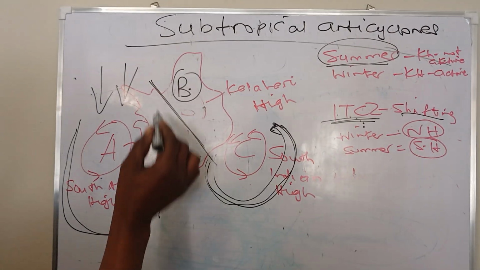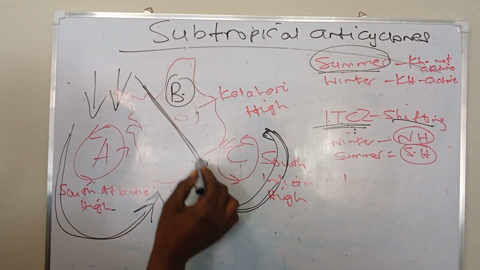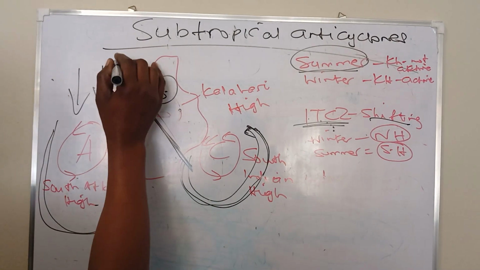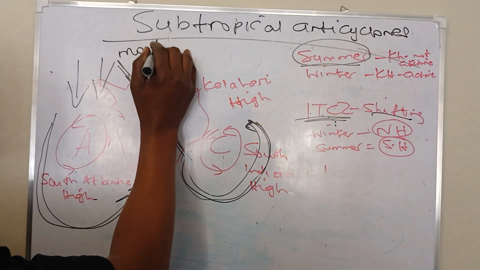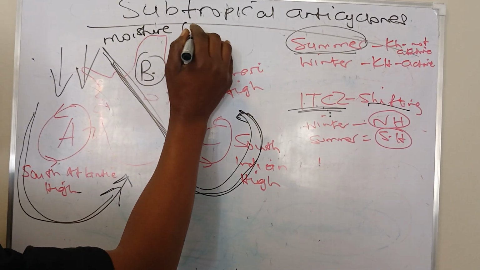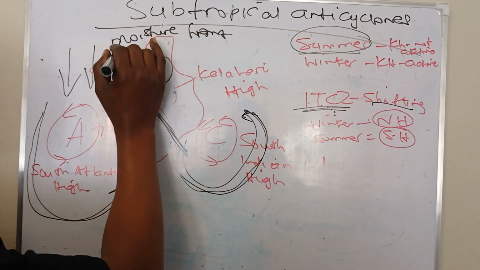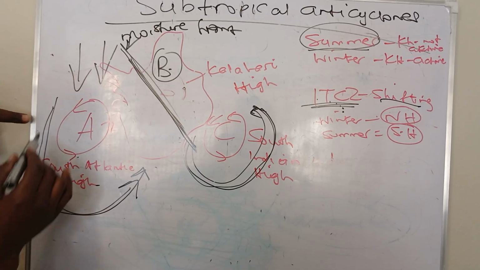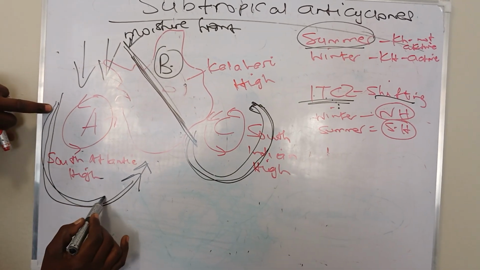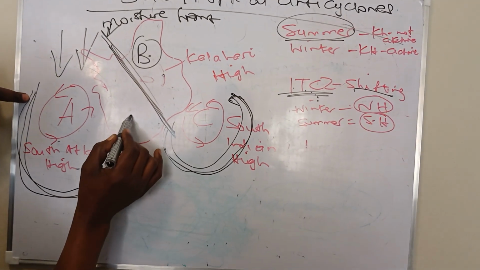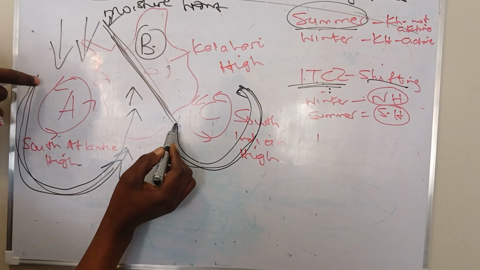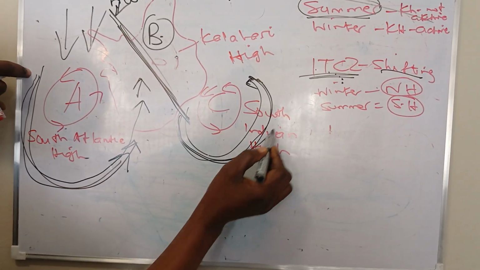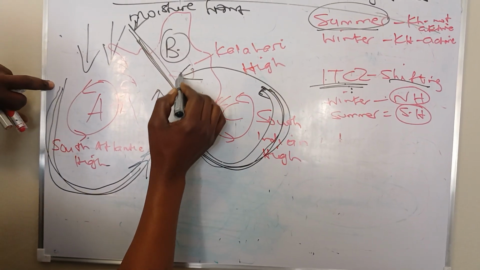So what happened? There is now a front that is formed, what we call a moisture front. Okay, it's formed. This is the cold air, blowing towards the interior. This is the warm, moist air, in an anti-clockwise direction, also blowing towards the interior.